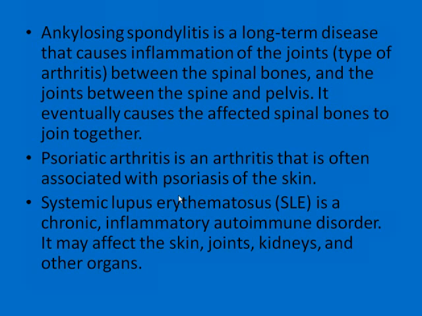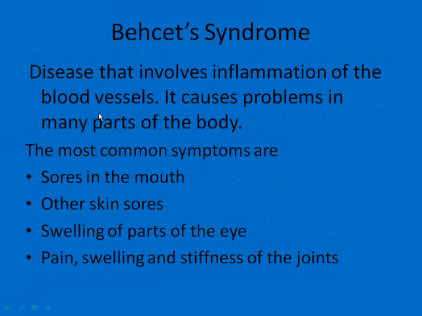Systemic lupus erythematosus, SLE, is a chronic inflammatory autoimmune disorder. I apologize. It may affect the skin, joints, kidneys, and other organs. When we talk about Behçet's syndrome, it is a disease that involves inflammation of the blood vessels and causes problems in many parts of the body. The most common symptoms are sores in the mouth, other skin sores, swelling of parts of the eyes, and pain and swelling and stiffness of the joints. They are seeing a lot of stiffness and pain in the ankle, which is causing heel pain.